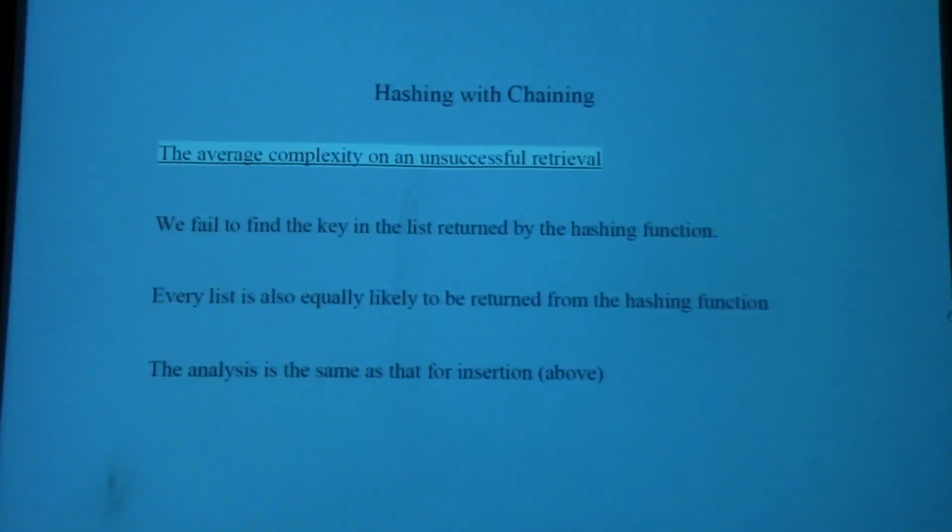Okay, so if we're going to have an unsuccessful retrieval, basically we fail to find the key in the list returned by the hashing function. Every list is equally likely, so therefore our analysis is exactly the same. So our cost of unsuccessful retrieval is still going to be big O of 1, which you can say theta of 1 also. But I think if you say big O of 1, you're not worried about it because it means that it's constant time or less. I don't know how much less you want. So big O of 1 and theta of 1 are almost the same, right? Because there's nothing meaningfully less than constant time.